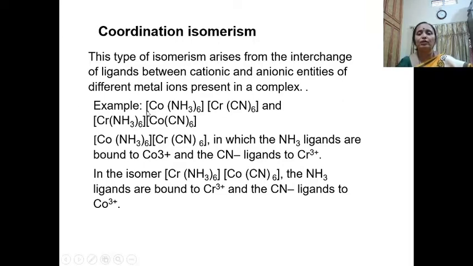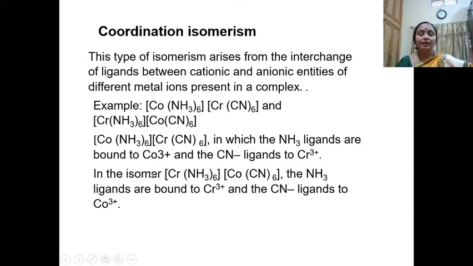For example, consider the hexaammine cobalt cation and hexacyanochromium anion. This is one complex, and another complex is hexaammine chromium and hexacyanocobalt. These two complexes have the same composition. But what do we observe? In the first complex, ammonia molecules are attached to the cobalt 3 plus ion, whereas cyano groups are attached to chromium 3 plus.